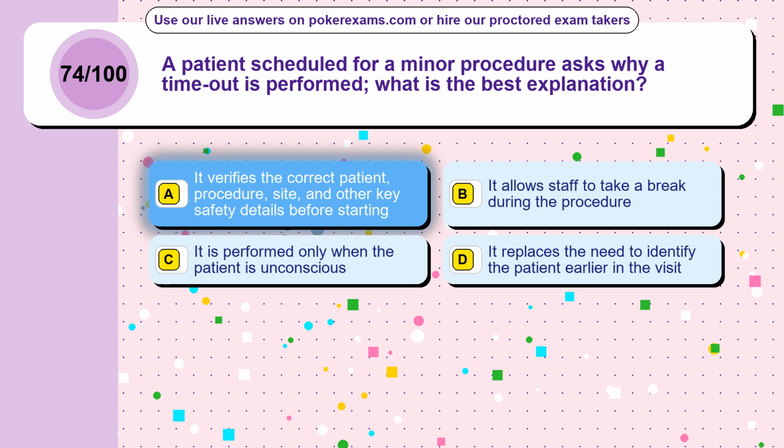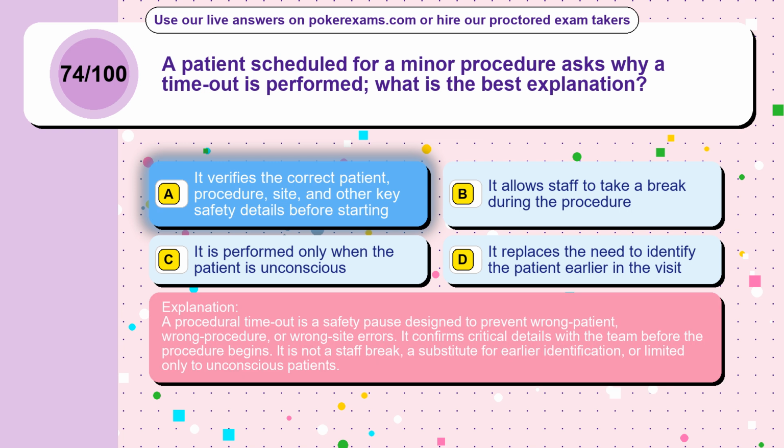The correct answer is option A. It verifies the correct patient, procedure, site, and other key safety details before starting. A procedural timeout is a safety pause designed to prevent wrong patient, wrong procedure, or wrong site errors. It confirms critical details with the team before the procedure begins.